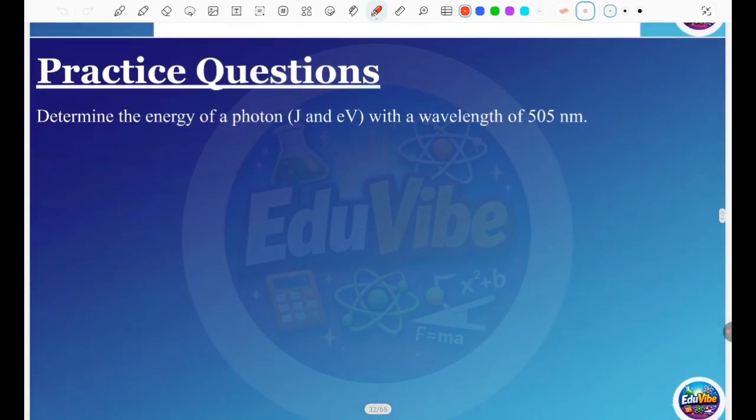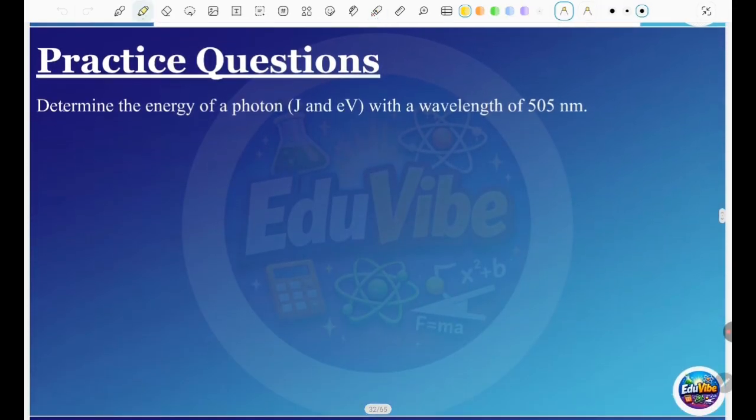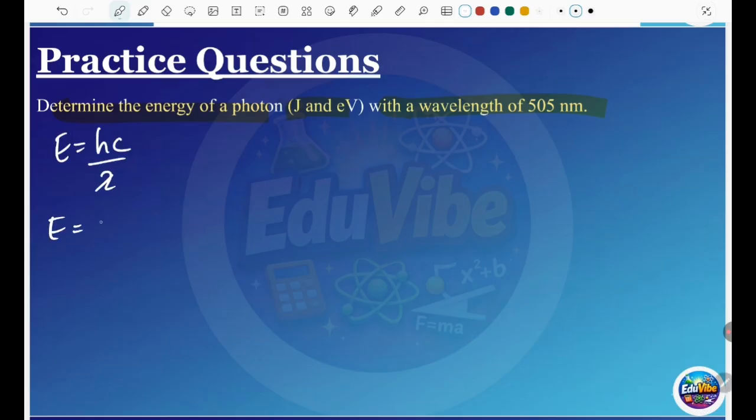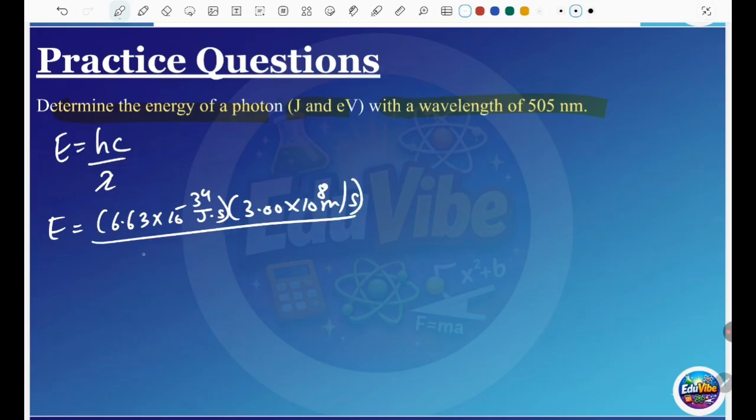So the first question says: determine the energy of the photon, in joules and in eV, with a wavelength of 505 nanometers. So we have to find the energy. We have a wavelength, so use Planck's equation, which is E is equal to hc upon wavelength. For h, we want it in joules per second, so we take 6.63 times 10 raised to power minus 34 joules per second, c is 3.00 times 10 raised to power 8 meters per second, and the wavelength is 505 times 10 raised to power minus 9 meters.